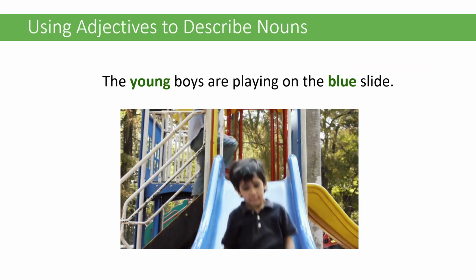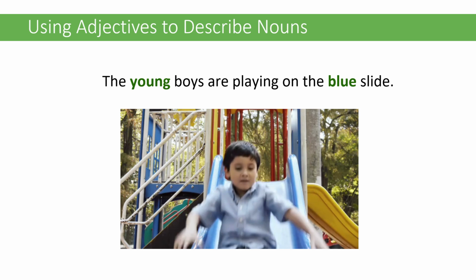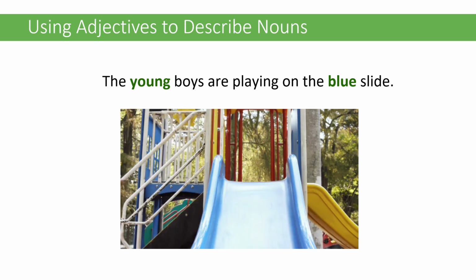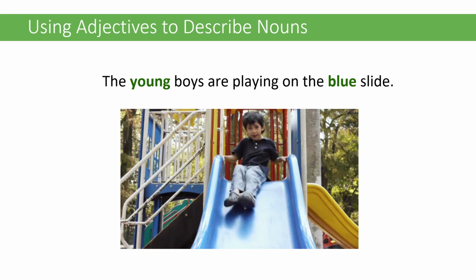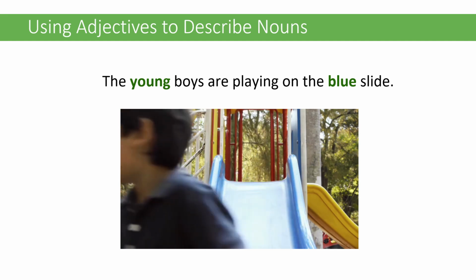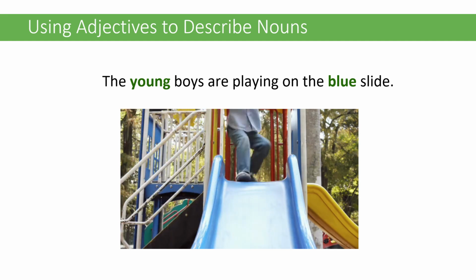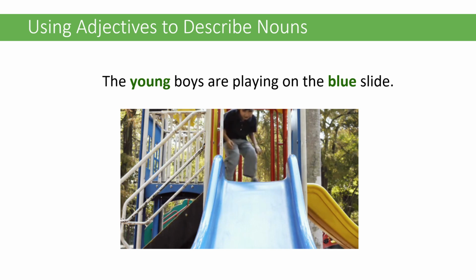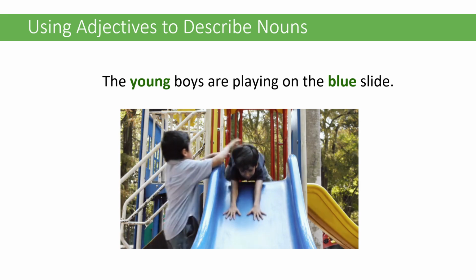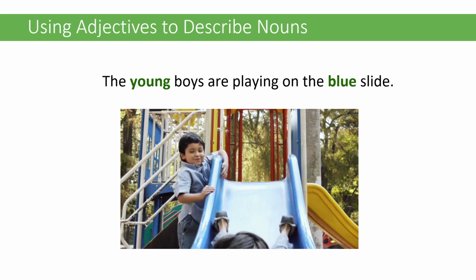Where are the adjectives in this sentence? The young boys are playing on the blue slide. The adjective young describes the noun boys. The adjective blue describes the noun slide. Notice that there's no change to the adjective even when the noun is plural, right? Boys is plural and slide is singular, but there's only one form in each case of the adjective.